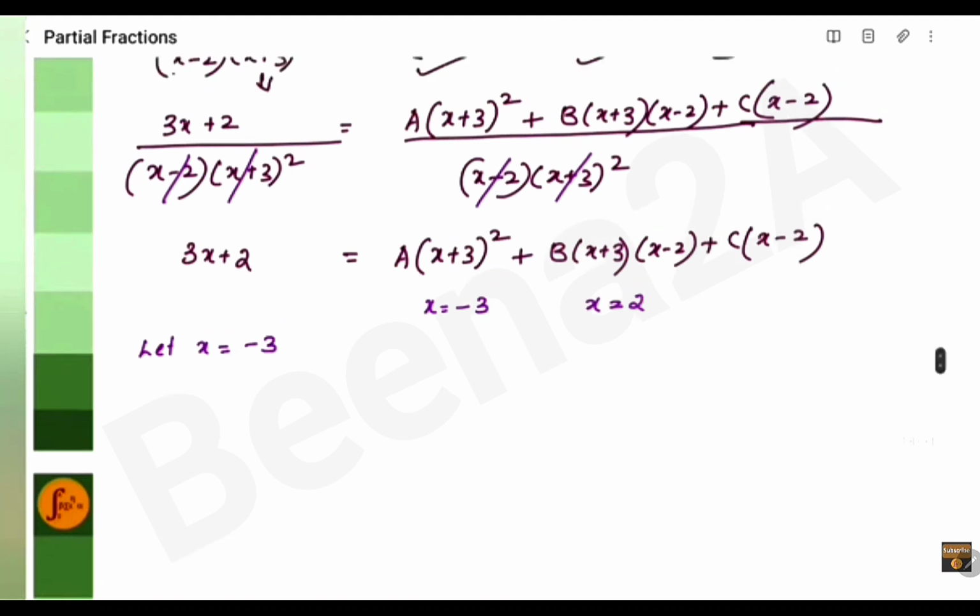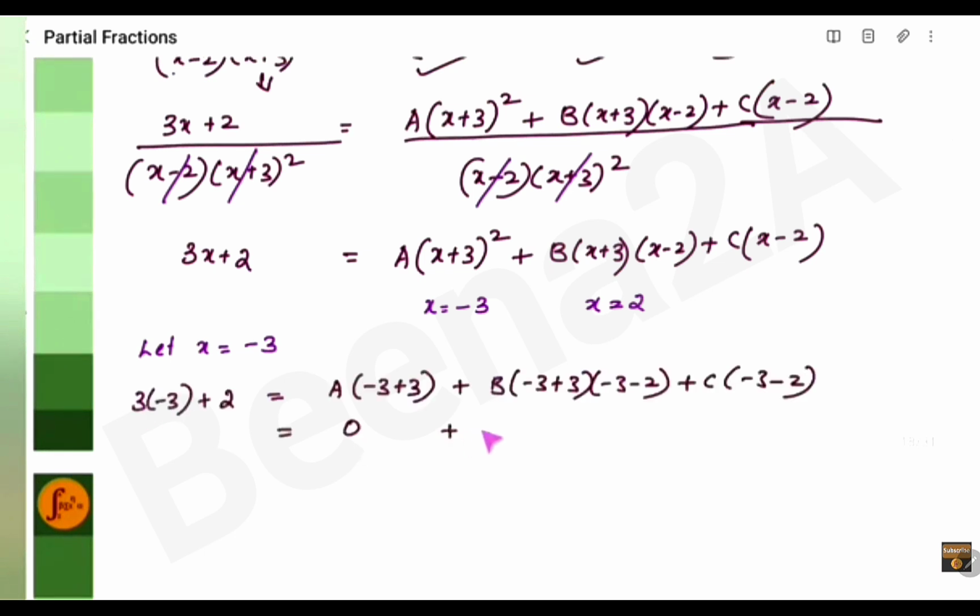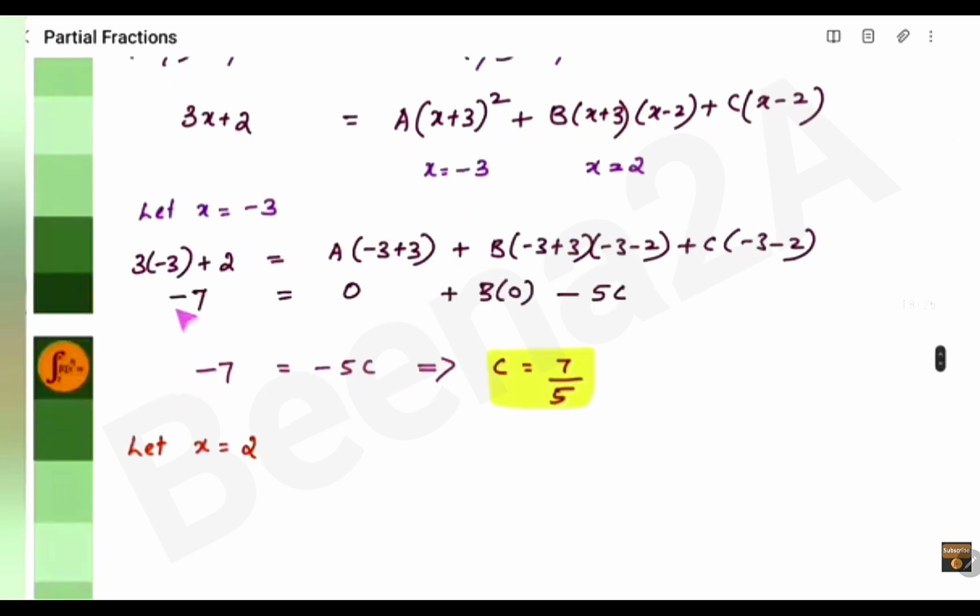So on substituting x is equal to minus 3 here, we get this becomes 0, this also becomes 0, and this will become minus 5c. So we get minus 7 here. On simplification we get c is equal to 7 by 5.